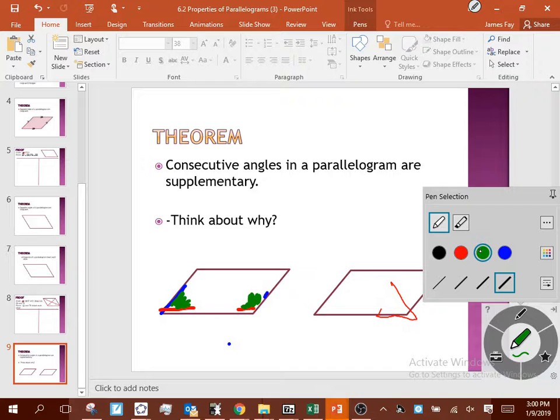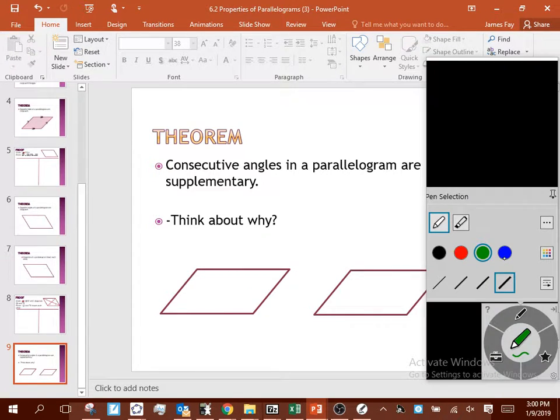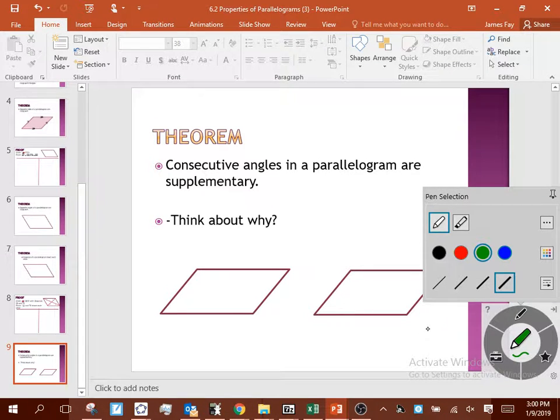Now there's 4 sets of consecutive angles. There's those two. My computer is on the fritz here. Come on.